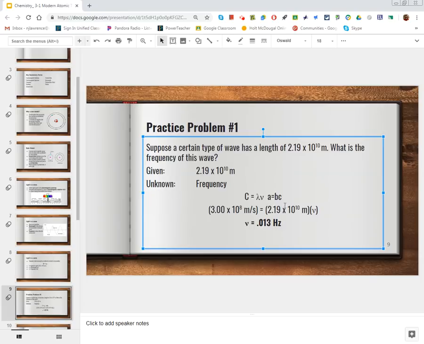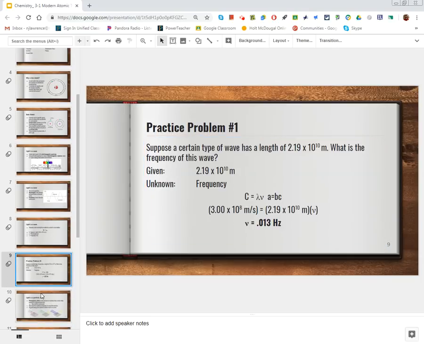Again, we'll practice this in class, but this is just like our density problems. It should be pretty self-explanatory. But again, if I take my speed of light and divide by my wavelength, we're going to get our frequency.